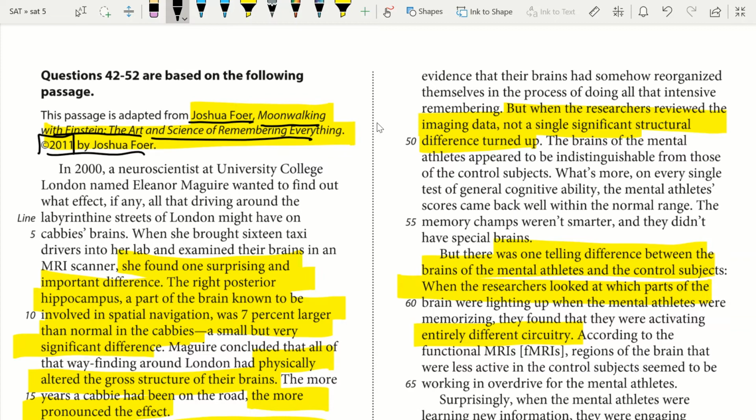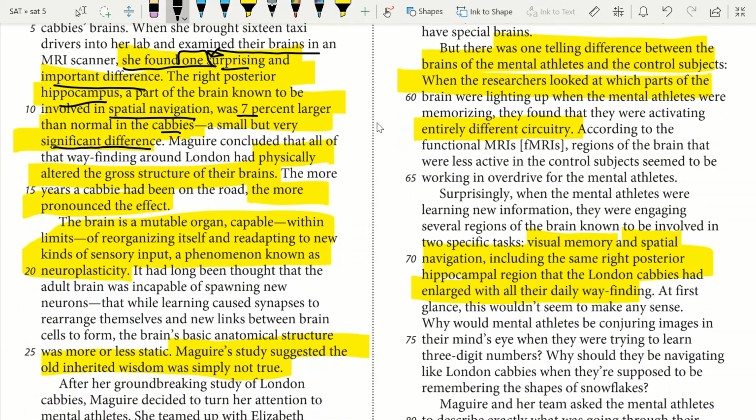So next thing I have is she found one surprising important difference. Anytime I see something that says one, like there's one of something, best of all, only one, worst of all, anything that isolates one certain thing is something I'm going to pay attention to, right? So she found one surprising and important difference. The right posterior hippocampus, part of the brain known to be involved in spatial navigation, was 7% larger in the cabbies, a significant difference, right? That is really something surprising. Anything surprising, I want to make sure I highlight that. But really, most importantly, anything that says one or isolates one thing from another, I always want to make sure that I'm highlighting or underlining that. I talked about that before. That applies to the science section as well.